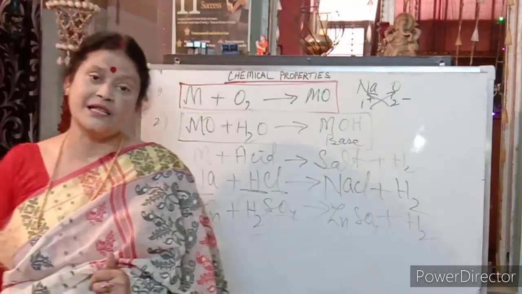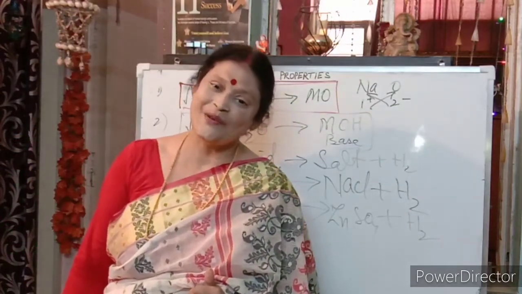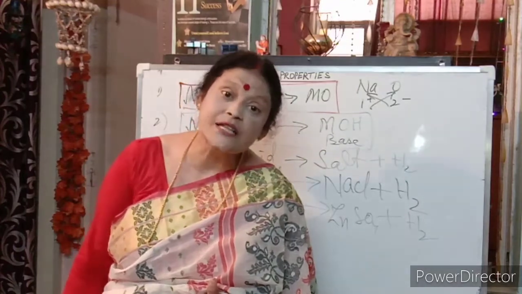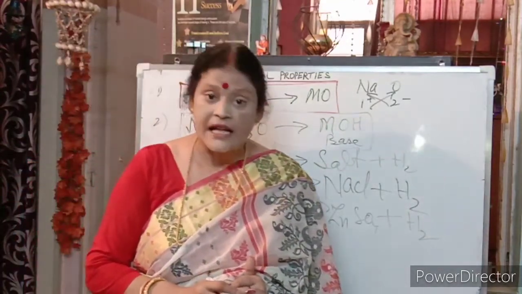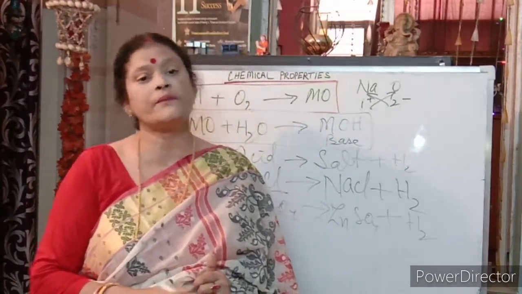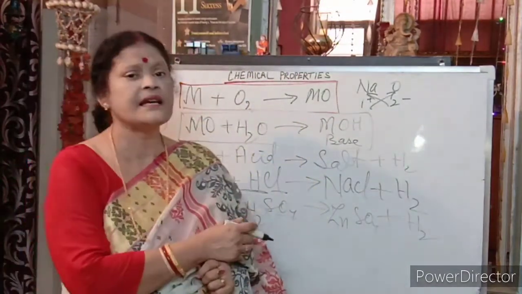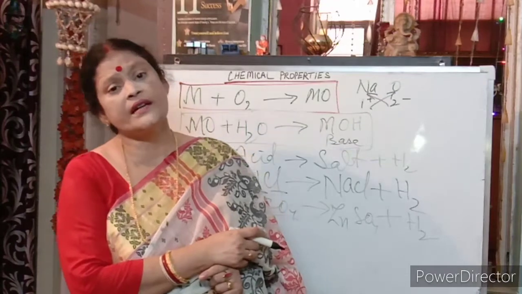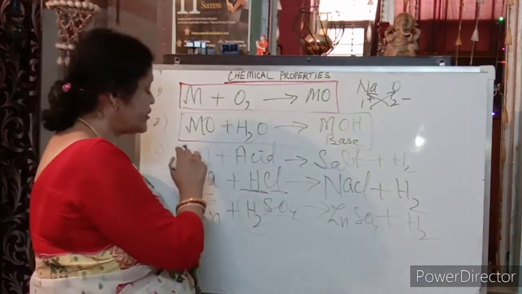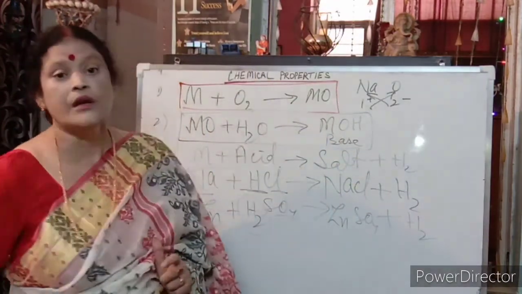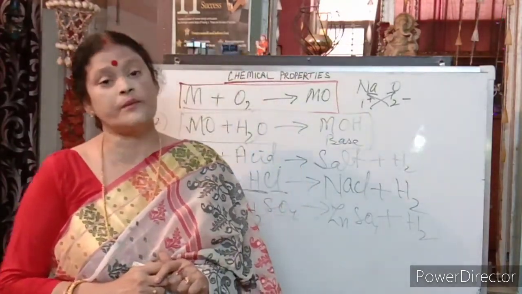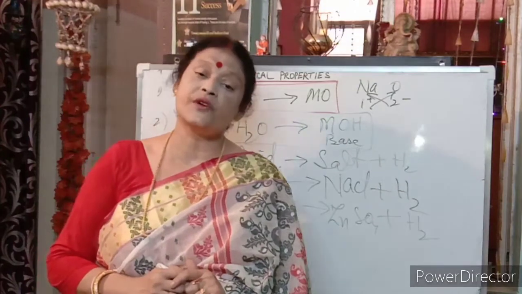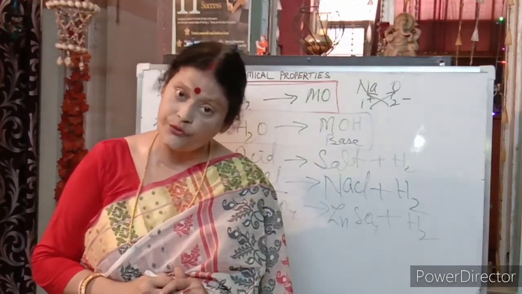Suppose Mg plus HCl. What will form? Yes, MgCl2 plus hydrogen. Calcium plus H2SO4: calcium sulfate, CaSO4, plus hydrogen. Very easy, nothing is there. The salt and hydrogen gas, this is the standard reaction which you have to learn. Whenever a metal reacts with acids, it always forms salt plus hydrogen. The major acids we will take are HCl and H2SO4.